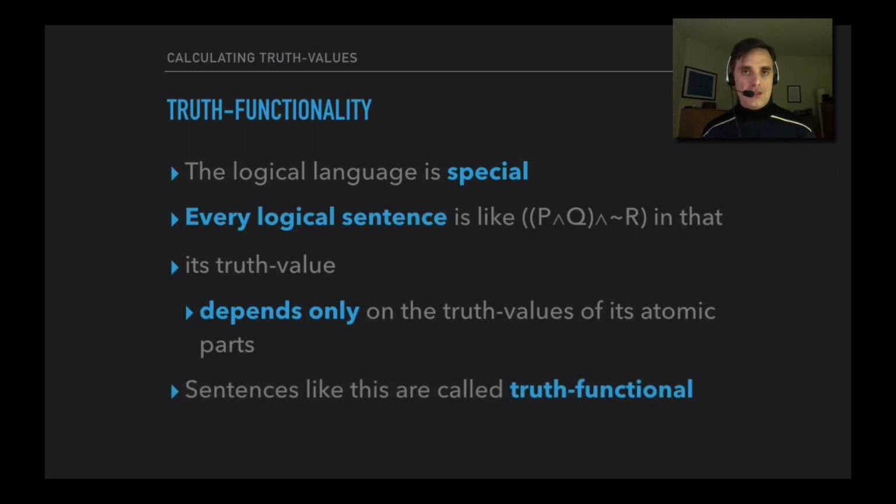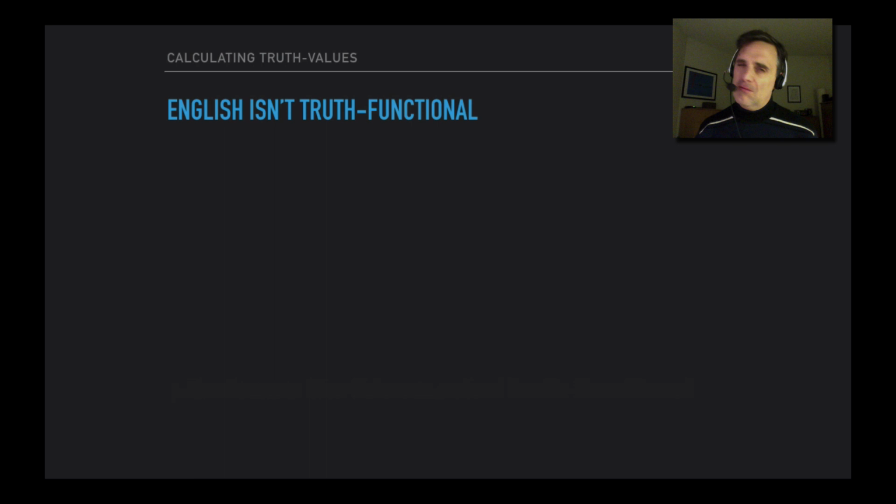Sentences that are like this are called truth functional. If the truth value of the whole thing says, tell me what the truth values of the component parts are, and I'll tell you what the truth value of the whole thing is. They're called truth functional because the truth of the whole thing is a function just of the truth of its pieces. I'm confused. English is not truth functional.